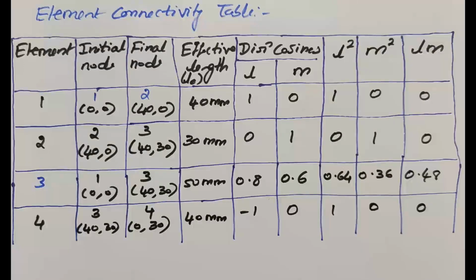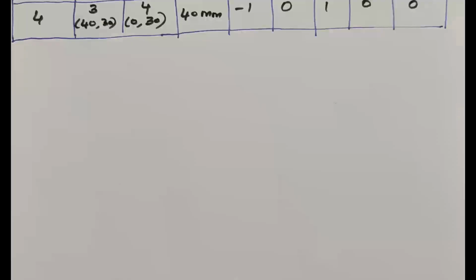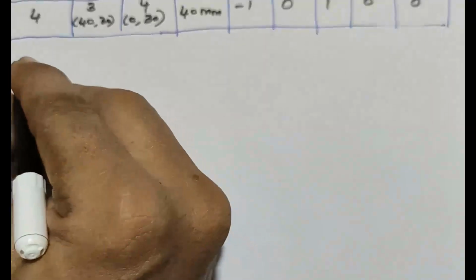This is the element connectivity table. You have to be very careful while writing the connectivity table. Don't make any mistake while writing it, because if you make any mistake, the entire problem becomes wrong. Next is the elemental stiffness matrix.